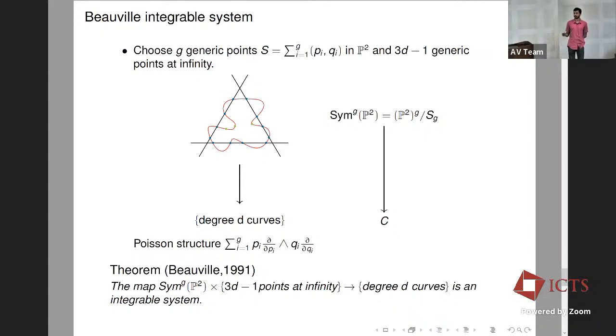So the fiber over a curve is all possible ways in which you can choose G points that live on the curve. And it's a theorem of Riemann that G points on the curve is birational to the Picard group, Pic G. So this is the same description as the space we had earlier. It's the space of all choices of G points in P2 and 3D minus 1 points on the toric boundary.